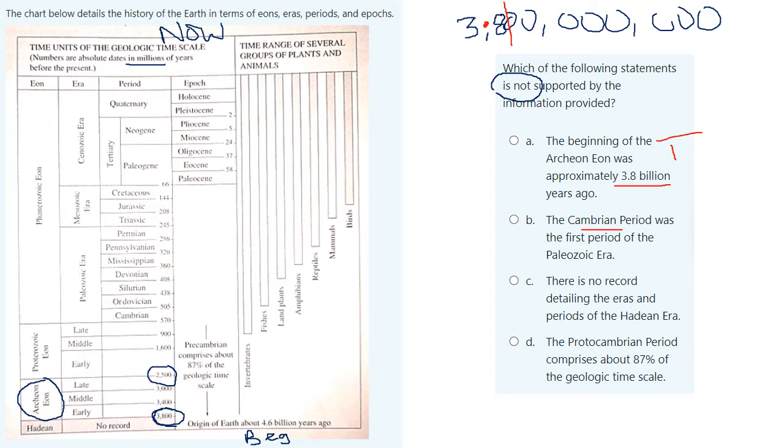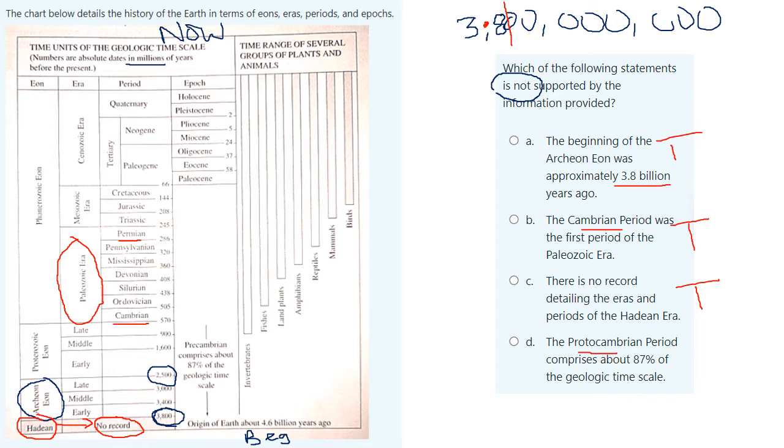The Cambrian period was the first period of the Paleozoic era. The Paleozoic era is here. The first period was the Cambrian period. The last period was the Permian period. This is true. There is no record dealing the eras and the periods of the Hadean era. Well, the Hadean era is here, and it says no record. So it looks like this is also true.